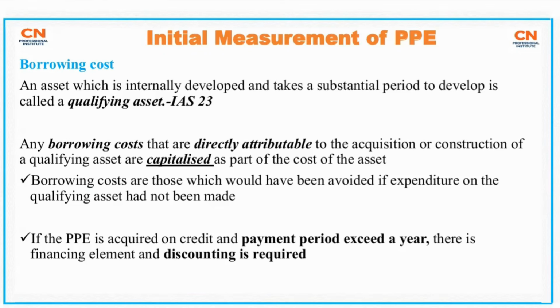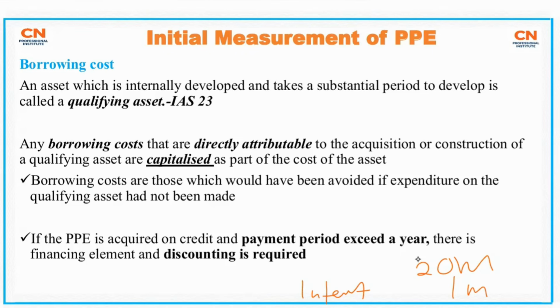So let's say you went for a loan of 20 million and the bank charged you interest of 1 million. So the 1 million interest is the borrowing cost. The standard is saying if the asset that you'll be using this loan to finance is a qualifying asset, meaning it's an asset that takes a substantial period of time to make it ready for use or for sale, then you have to add the borrowing cost to it.